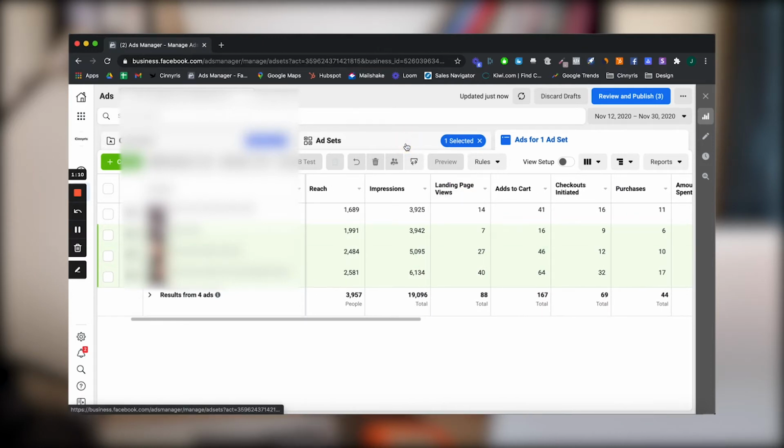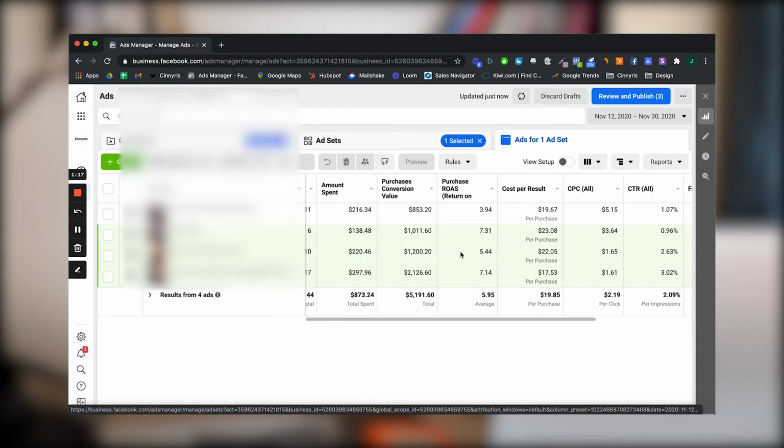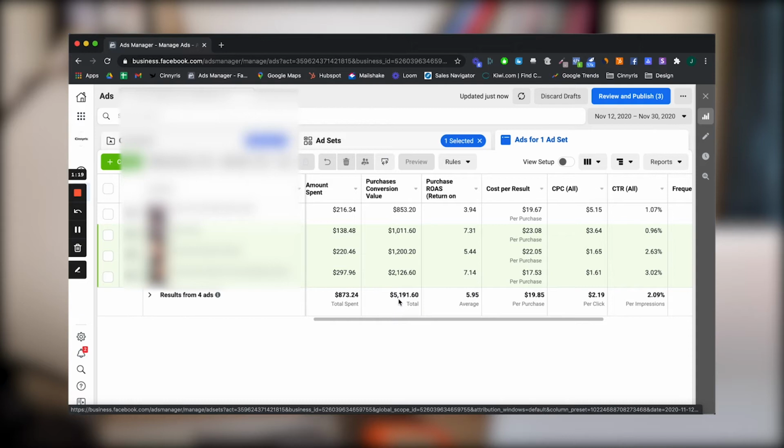The first thing I'll show you very, very quickly is just the results that we got. As you can see here, we managed to generate close to $5,200 in sales, while we only spent $873 in that very short time period. Again, one thing that I didn't mention earlier in the video is because you have a small budget, you also want to shorten it up and spend it in a very short amount of time to allow the ads to get as many sales as possible.